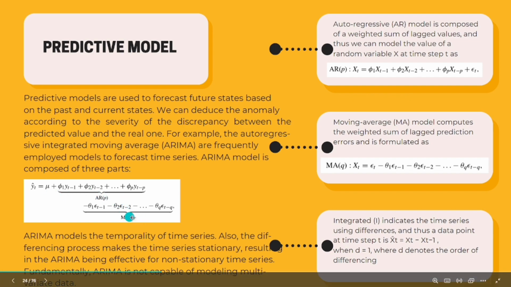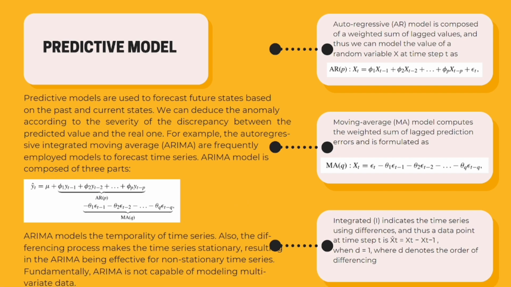a mu, AR(p) and MA(q). Mu is a constant, while AR(p) is the autoregressive part, and autoregressive just means that it is the weighted sum of the values that occurred previously in the data. All the values from t minus p to t minus 1 are used in this autoregressive section, and it calculates the weighted sum with some weights.